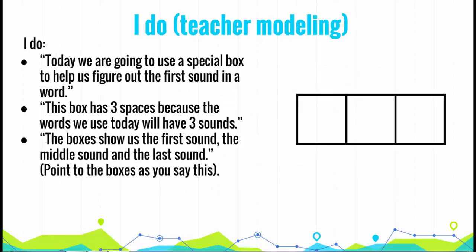The first portion of this lesson is the I do. Here you will model the skill for the students, thinking aloud as you do. Begin by explaining that you will be using the alkanym box, which helps to break words apart into sounds. For this lesson, you will only use CVC words, which have 3 sounds. Explain the purpose of the alkanym box and how it will be used during this lesson.